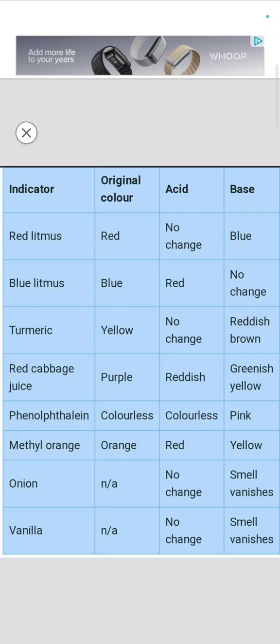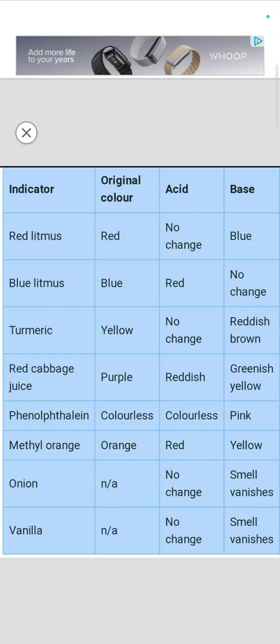Now talking about the artificial, man-made indicators, phenolphthalein and methyl orange. Phenolphthalein is colorless in general. In neutral solution, it remains colorless. In acidic solution, phenolphthalein remains colorless. In basic solution of pH 8 to 10, it changes to pink color. But in highly basic solution like pH 13, 14, it again changes to colorless.